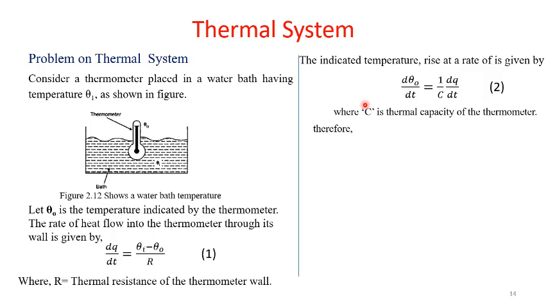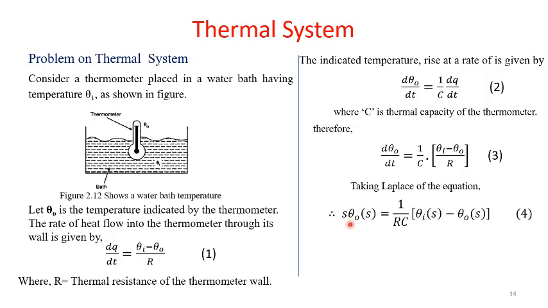Therefore, substituting equation 1 in equation 2, here dq by dt is substituted by θi minus θ0 divided by R. So we get dθ0 by dt equal to 1 divided by C times θi minus θ0 divided by R. Taking Laplace transform of the above equation, we get s times θ0(s) equal to 1 divided by RC times θi(s) minus θ0(s).